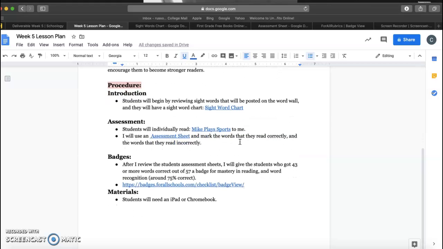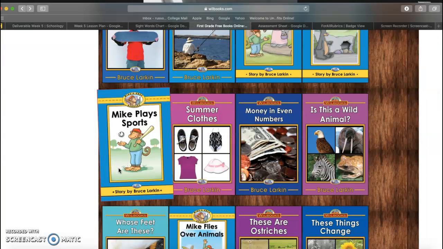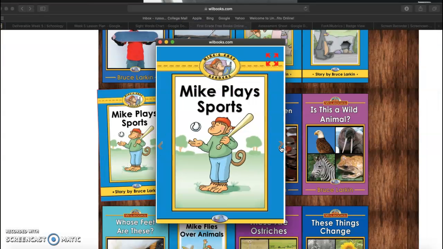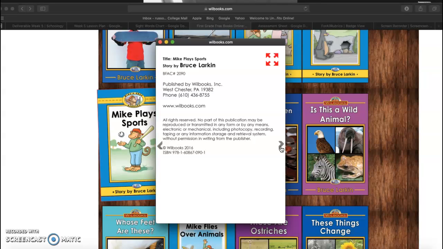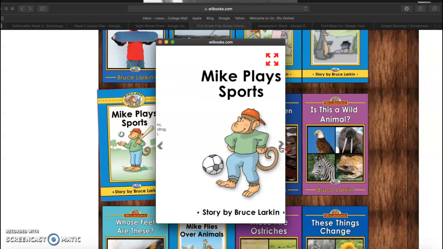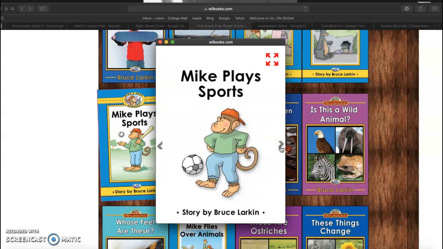assessment portion. So in this section of the lesson plan, students will individually read this story to me, Mike Plays Sports, and then I will be using my assessment sheet right here. So I will show you the book first right here, and they can just click through it on their iPads or on their Chromebooks, whatever the school provides them with or whatever they have.